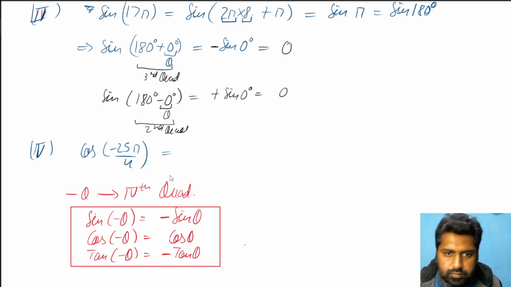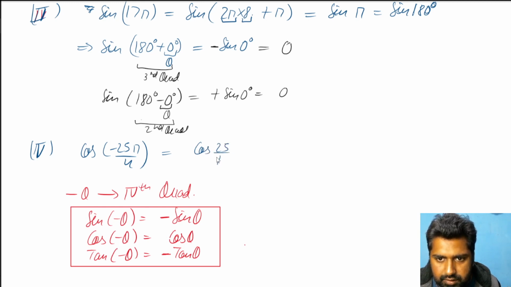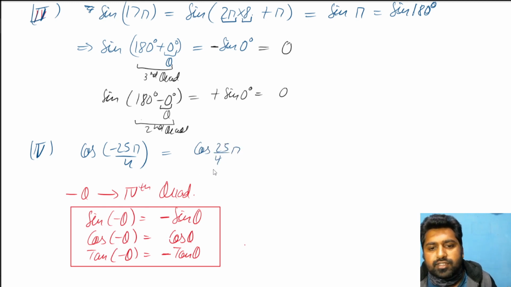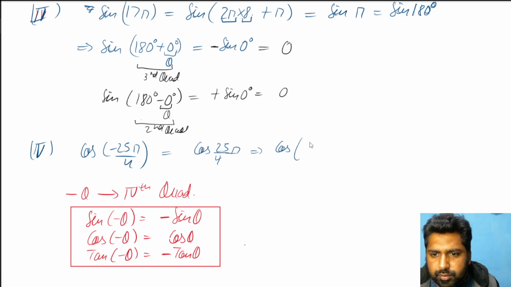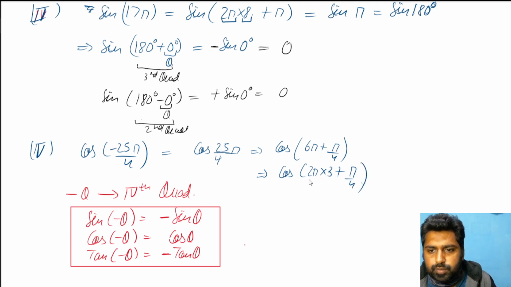So cos of minus, I can rewrite this as cos of 25π/4, because in cos the negative signs cancel. Okay, so if I divide it and convert it into a mixed fraction, this is 6π plus π/4. Let's use the property of rotation. This can be written as 2π into 3 plus π/4. So again, there is no effect of rotation. 2π into n, remove it.